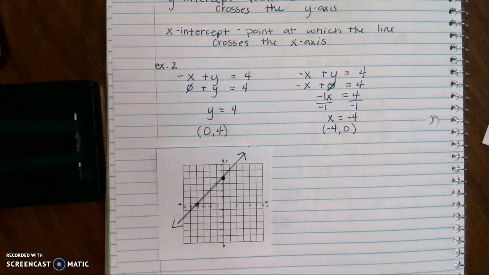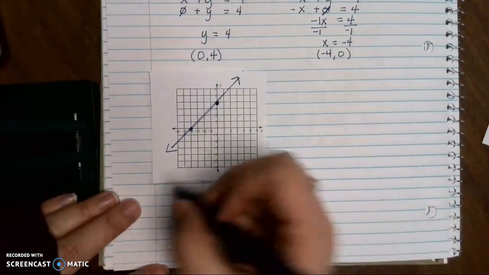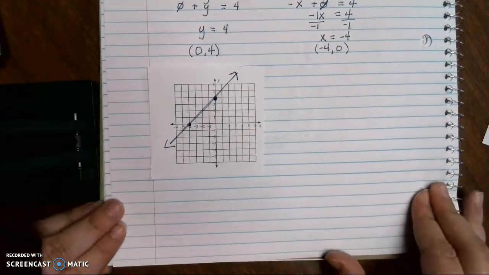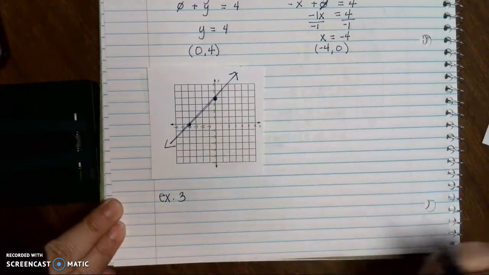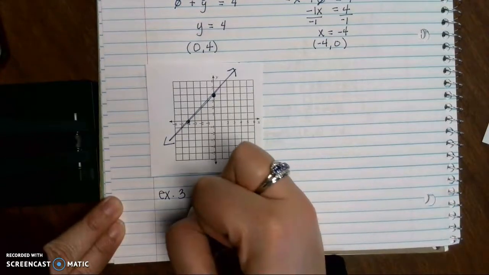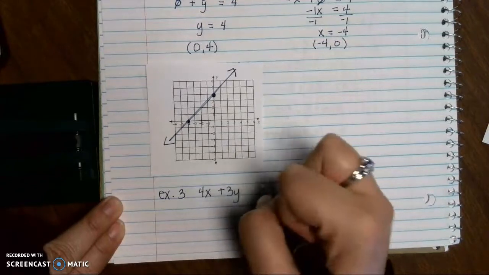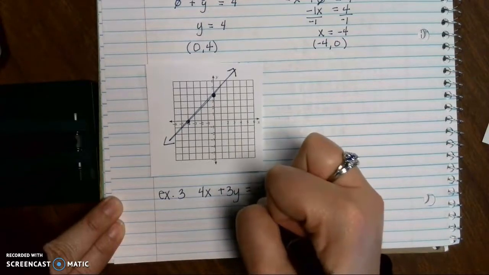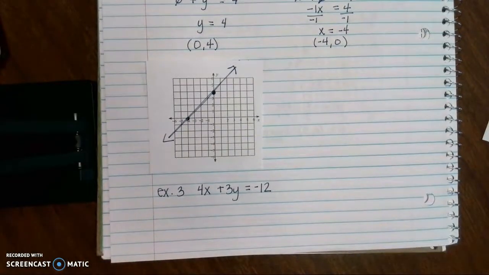We're doing awesome. I'm going to put one more example on here, example 3, and that one I'm going to leave in our notes, and I want you to try it on your own before you come to class tomorrow. So it's 4x plus 3y is equal to negative 12. That one's a little bit more challenging. And we're going to look at that graph tomorrow during class.